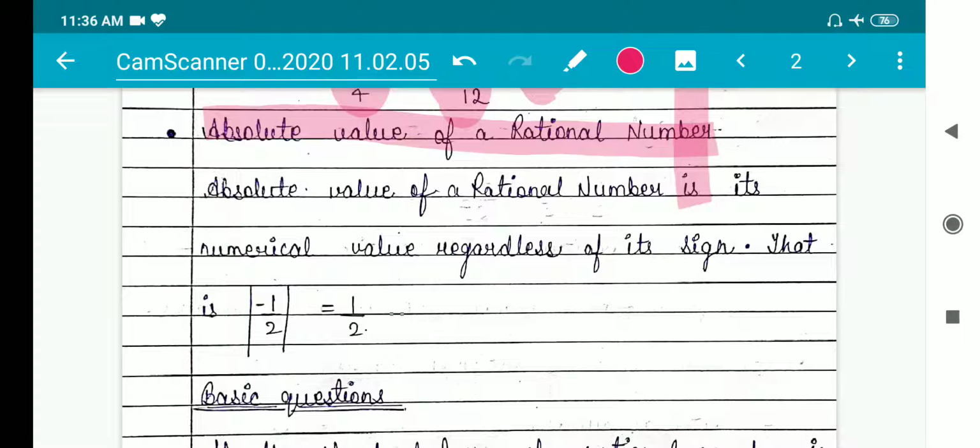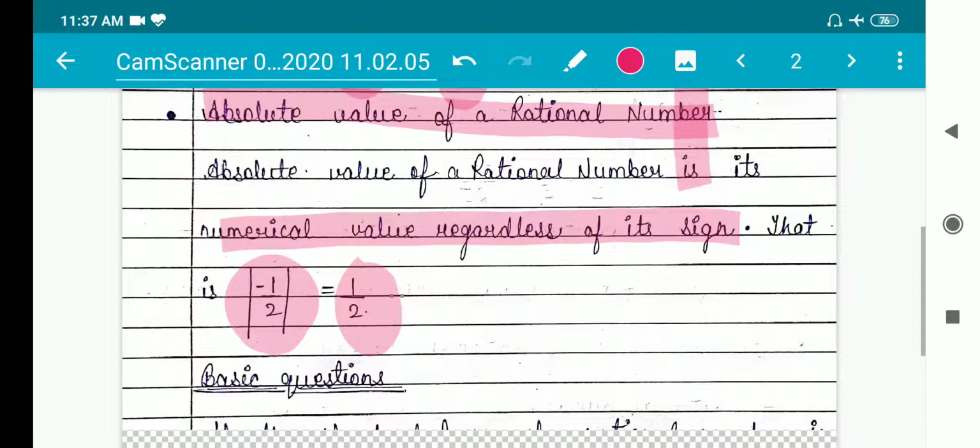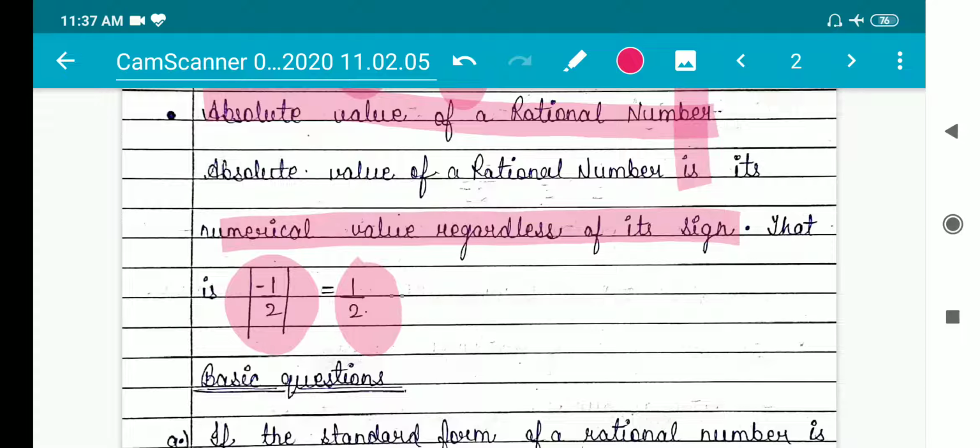Now, the absolute value of a rational number. The absolute value of a rational number means its numerical value regardless of its sign. That means the absolute value of the rational number minus 1 by 2 is 1 by 2. It is always positive, and if it has a negative sign, it will become positive. Like minus 3 by 4, its absolute value will be 3 by 4.